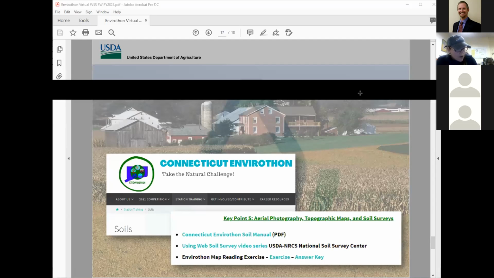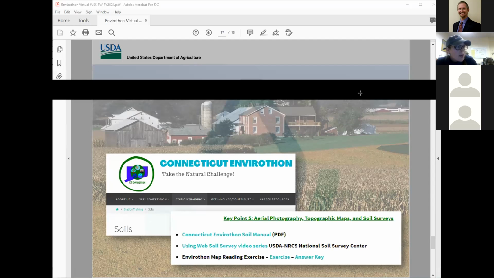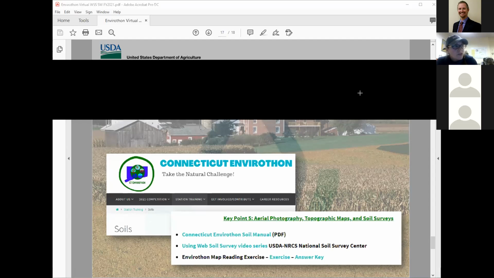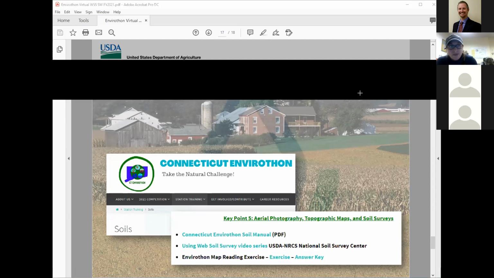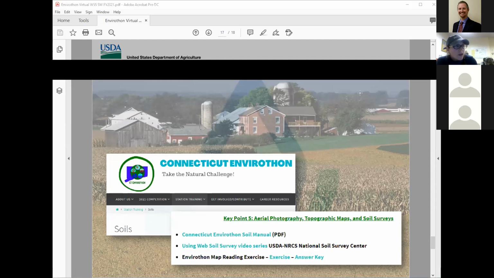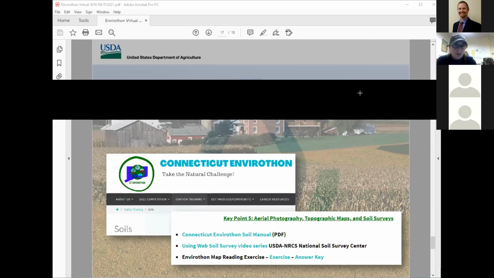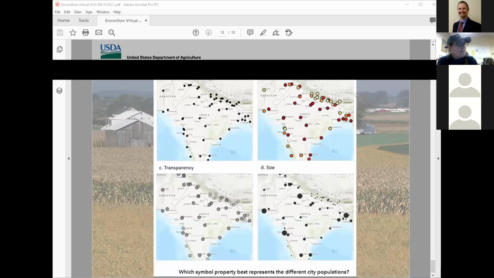So just a reminder, what we went over today was key point 5. We looked at topographic maps and soil surveys. And we have a couple exercises with the answer keys on there, so you can go through some stuff yourself, either on the topo map or do a web soil survey exercise. So I think that is all I have today. Let's see, I have one more slide.